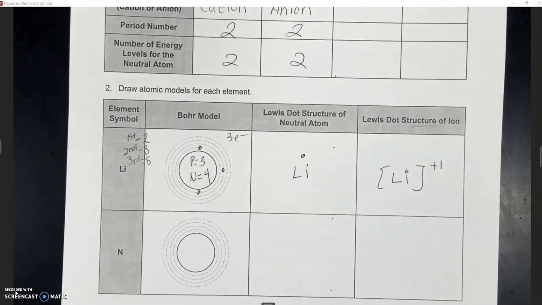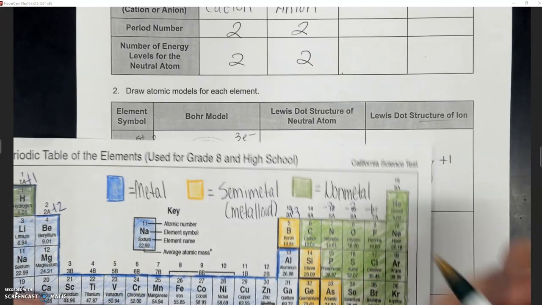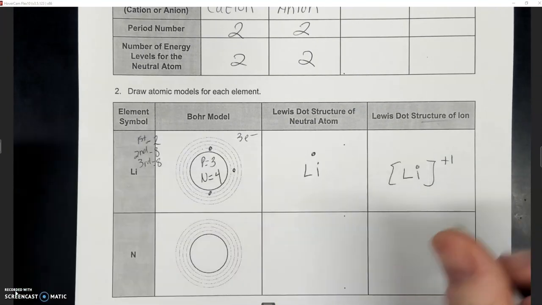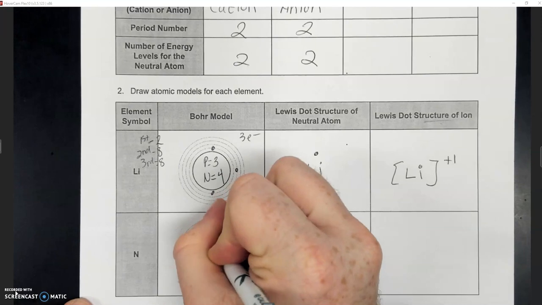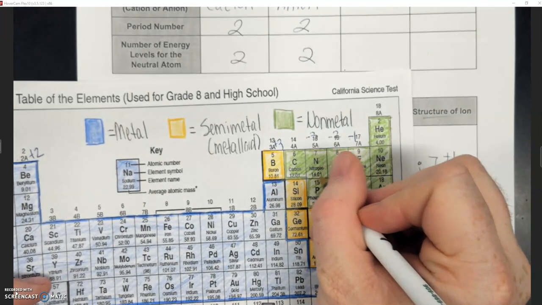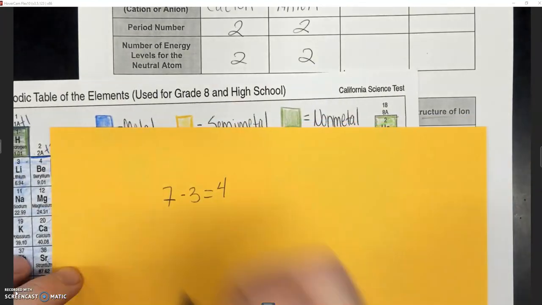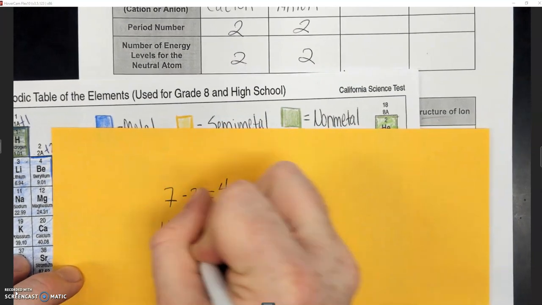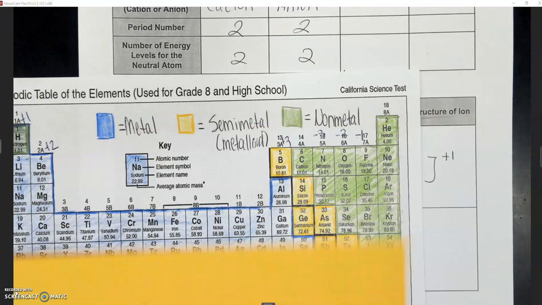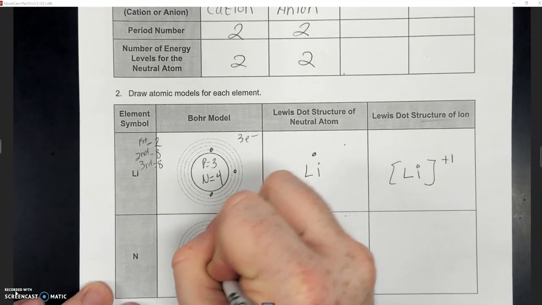Let's do nitrogen next. Nitrogen has 7 protons because its atomic number is 7. For its neutrons, you take its atomic mass, 14.01, round it to the nearest whole number, which is 14. Subtract 7. 14 minus 7 is 7, which means N is also going to equal 7.